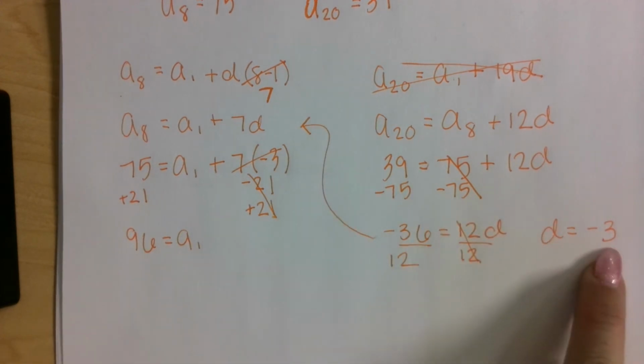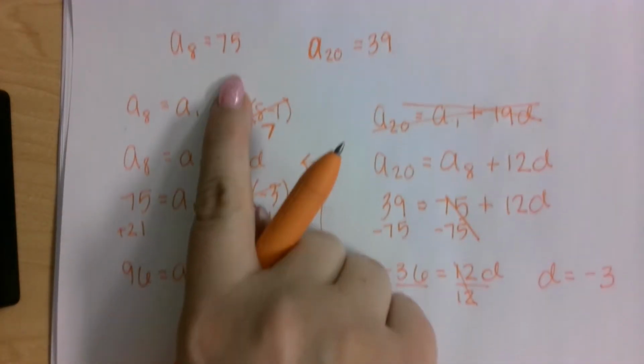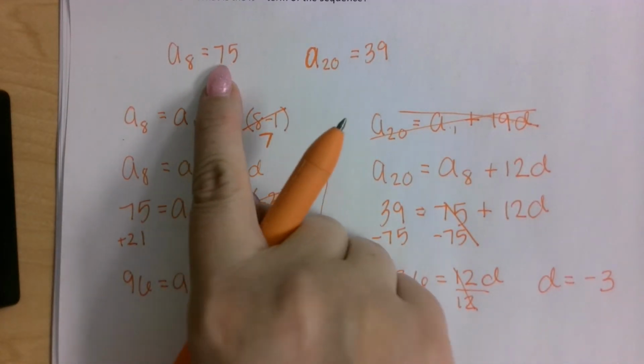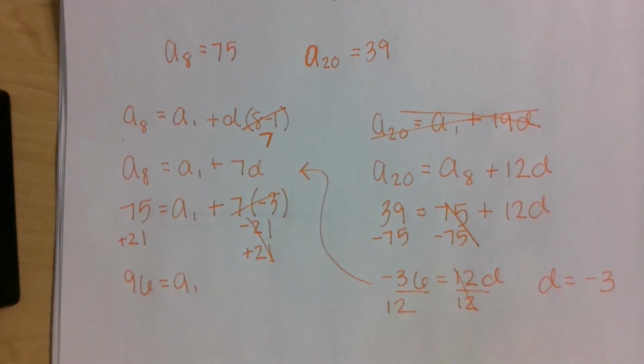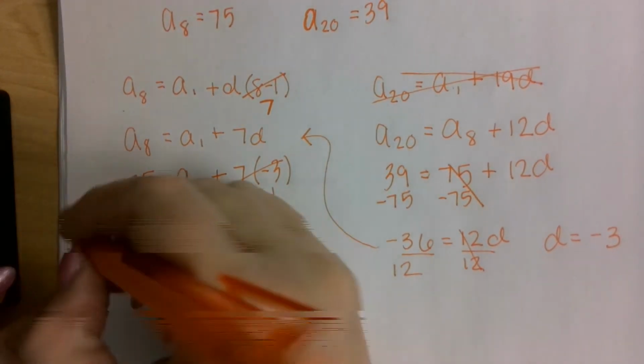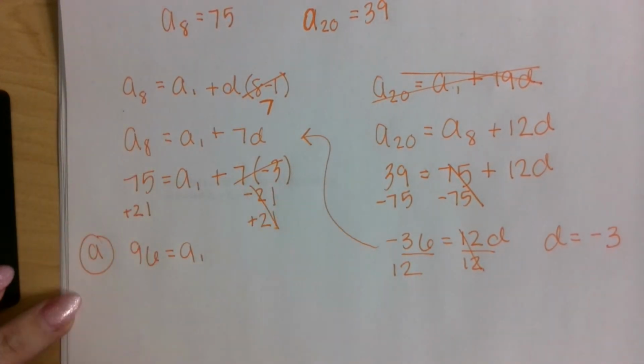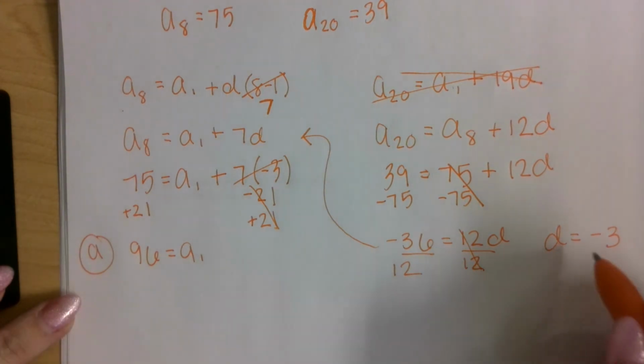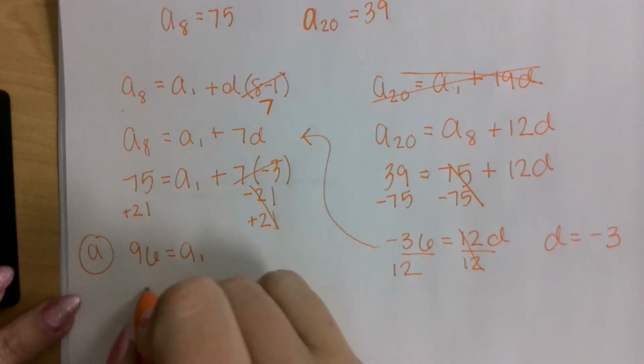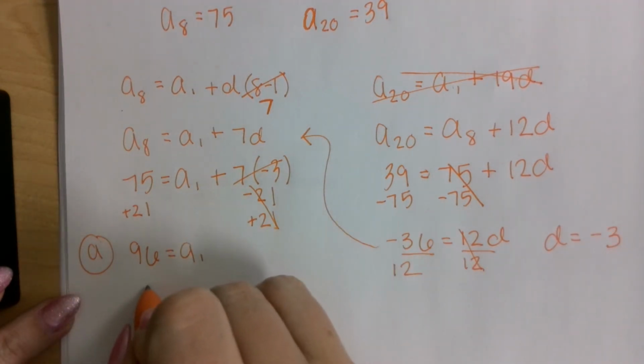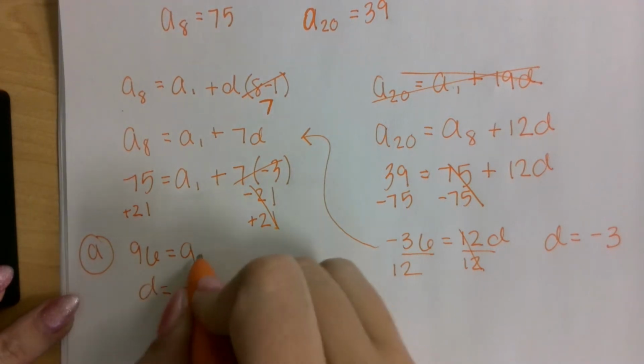My common difference is -3. When I subtract 3 7 times, I get to 75. If I subtract 3 12 more times, I get to 39. So the first problem, part A, wanted us to find a sub 1 and our common difference. So a sub 1 is 96, and our common difference is -3.